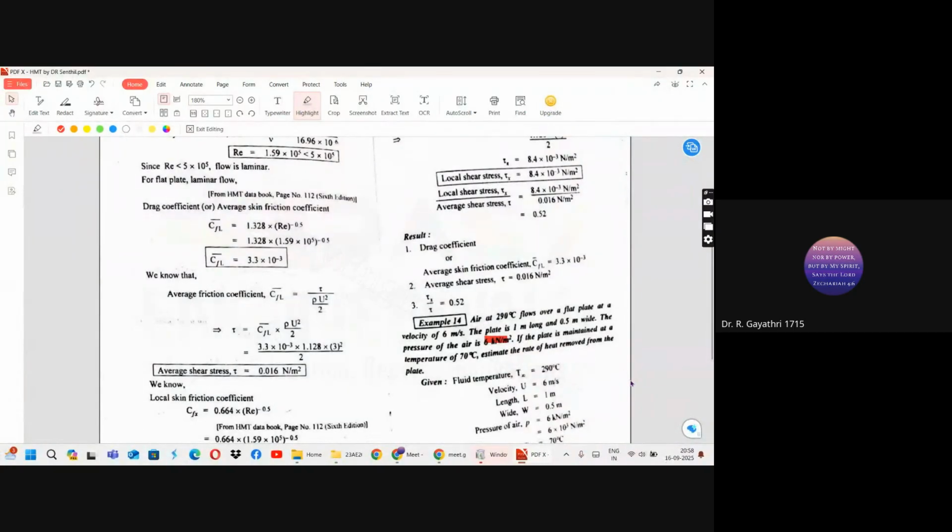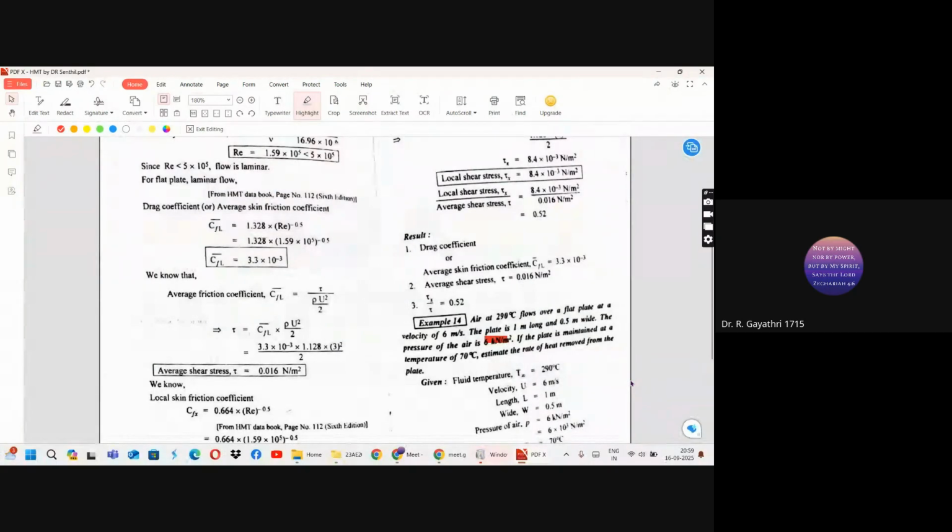We can read this question. Air at 290 degrees centigrade flows over a flat plate at a velocity of 6 meter per second. The plate is 1 meter long and 0.5 meter wide. So we can understand this is a rectangular plate.